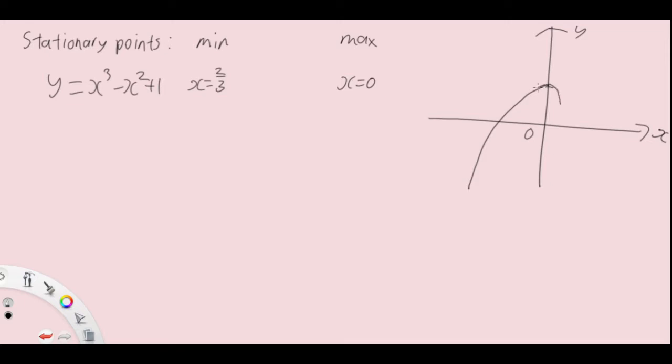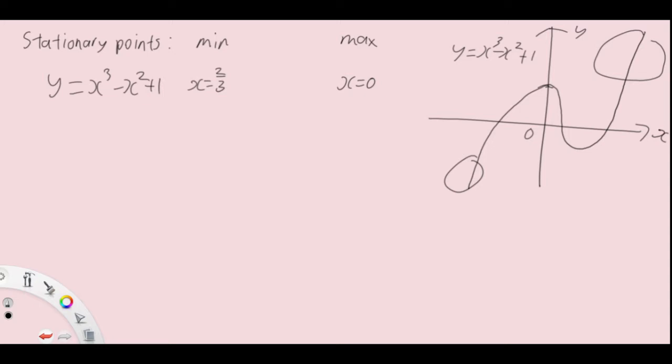So make it nice. And then at 2/3, and this is the graph of y equals x cubed minus x squared plus 1. A very striking feature is that you notice that the maximum point at x equals 0, y equals 1 is not the maximum value of the graph. The minimum point at x equals 2/3 is also not the minimum value of the graph either. Because you notice that there are points that are more negative than this minimum point, and there are points that are way more positive than the maximum point.